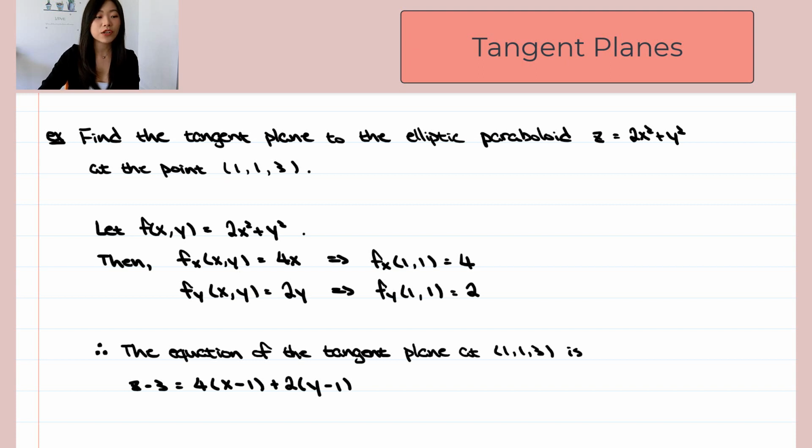And now we get an equation of the plane. Or, we can simplify this equation and rewrite the equation of the tangent plane as z equals 4 times x plus 2 times y minus 3.